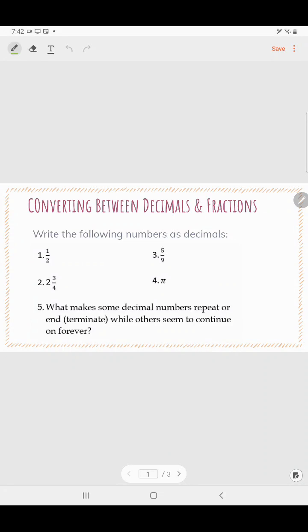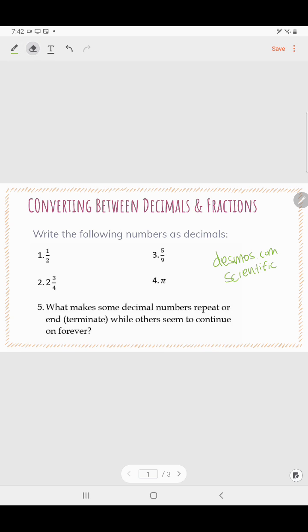This lesson is going to cover converting between decimals and fractions. To get started, you need to make sure that you have a calculator, either a scientific calculator or a scientific calculator online. I recommend Desmos.com and selecting the scientific calculator. I'll be embedding that in a few of the Canvas assignments that you'll see.